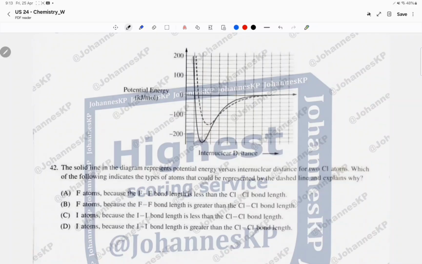Dashed line. So the dashed line has to be a longer bond because the value shifted to the right, and has to be of less bond energy because the value shifts up. Now currently it is Cl2, so we're looking for a longer bond. That means more shells. So it's not going to be A, it's not going to be B. Okay, and the bond length of II is going to be longer, so it's going to be D.